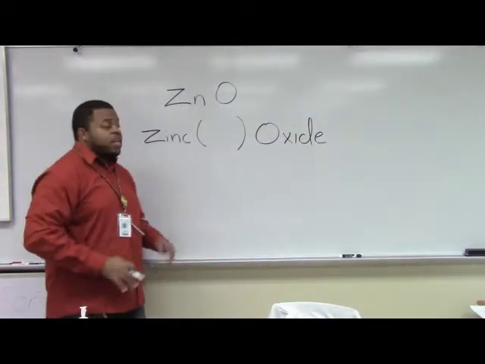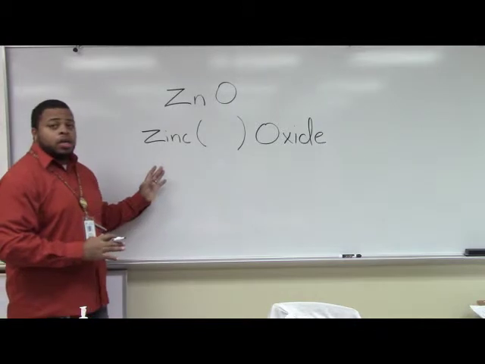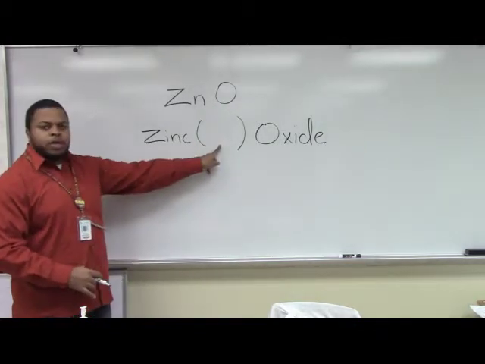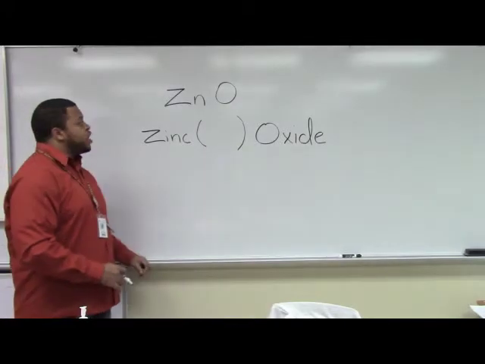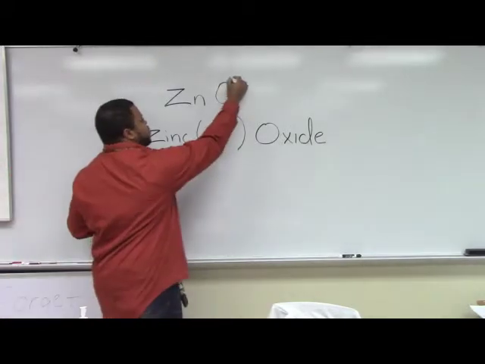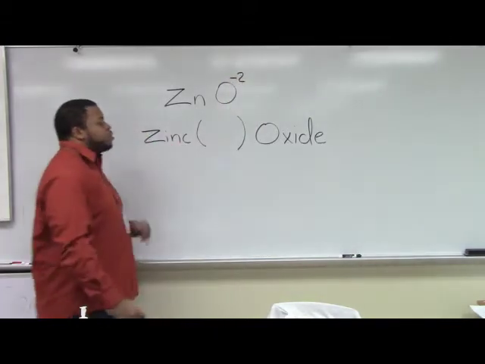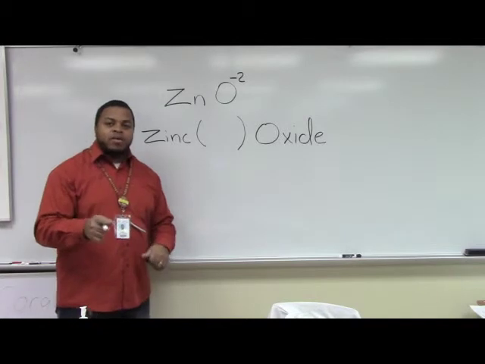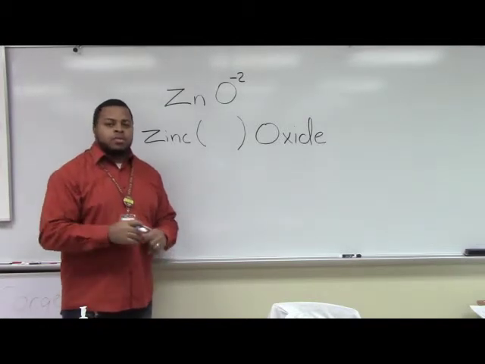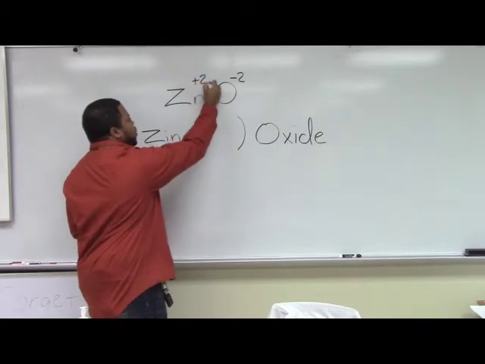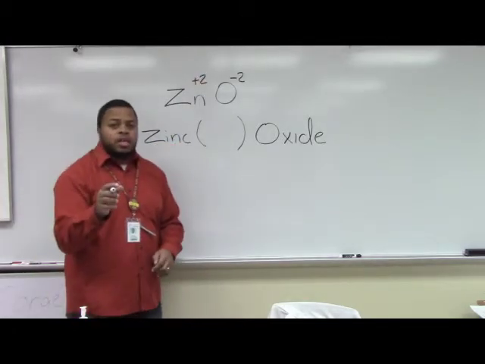Now that we have this at the beginning, what should we do? Well, I have to figure out what number goes here. So let's take a look. Since I already know that oxygen has a charge of -2, and I'm supposed to have a net charge of 0, what would cancel out -2? Well, I think it would have to be +2. I hope you said that.